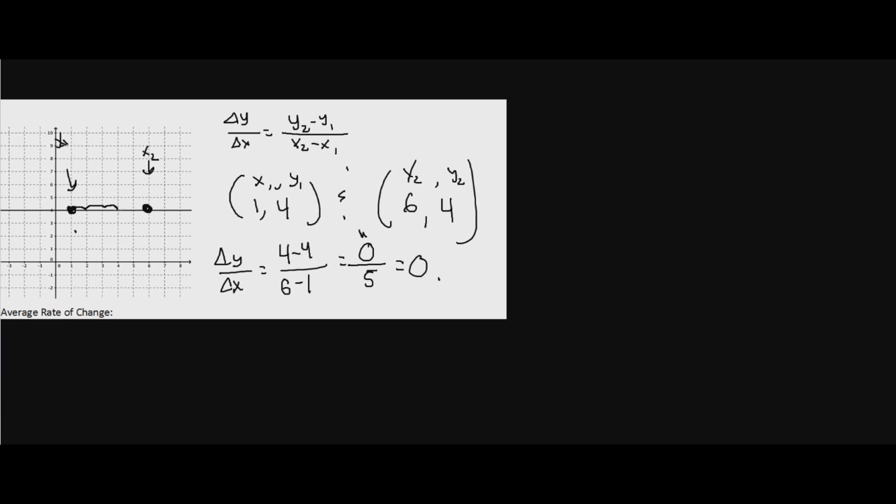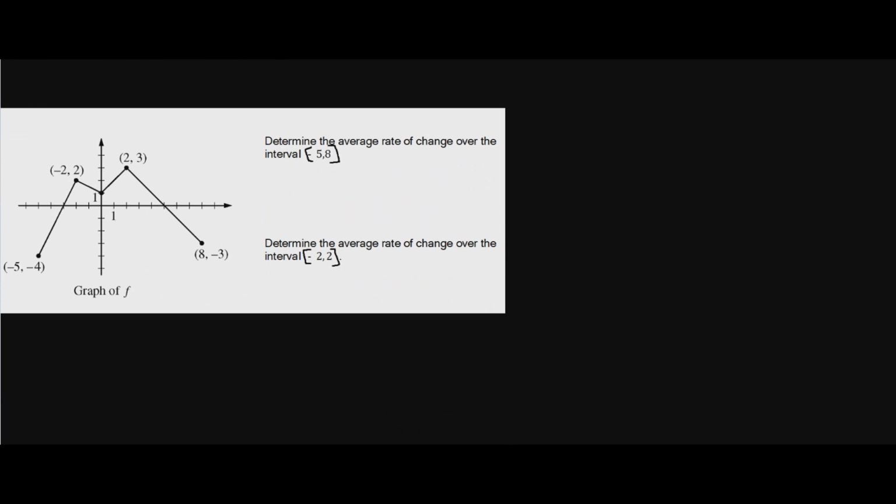1, 2, 3, 4, 5. But again, we didn't go up or down at all. So my average rate of change is 0. It doesn't change at all in terms of the rise. So there it is. A straight line will always have an average rate of change of 0. All right, let's take a look at these more examples here.